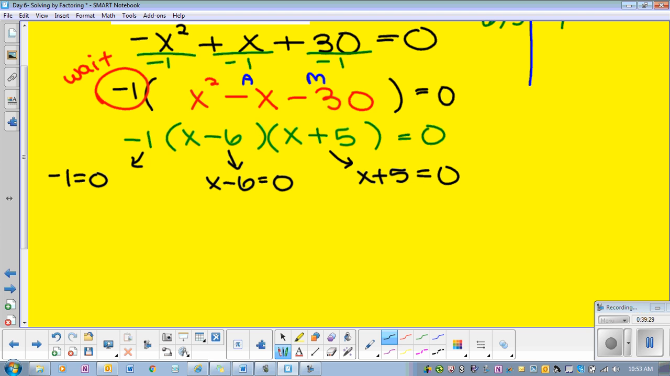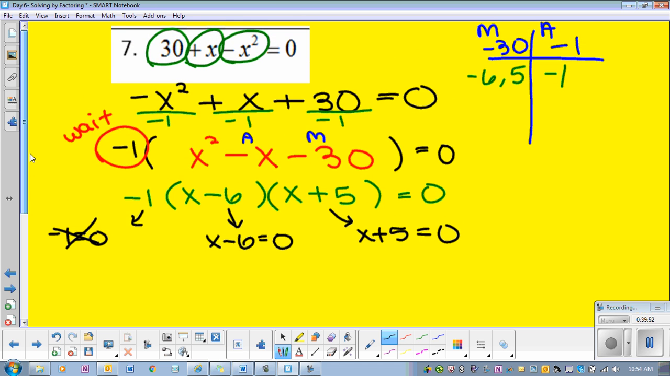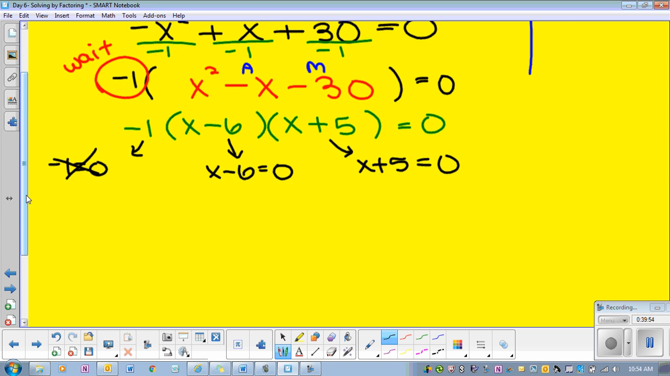However, look at this first guy. Negative 1, is that equal to 0? No. Is there even an x here that you can solve? No. So you know what? This is useless to me. Throw it out. We don't need it. Now there's only 2. Yeah, but what is your biggest exponent? 2. So you should only have 2 solutions.